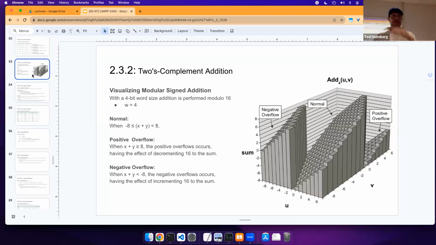So in a lot of systems, it allows you to overflow, and this is the behavior that it would do. You can go ahead and detect for that.